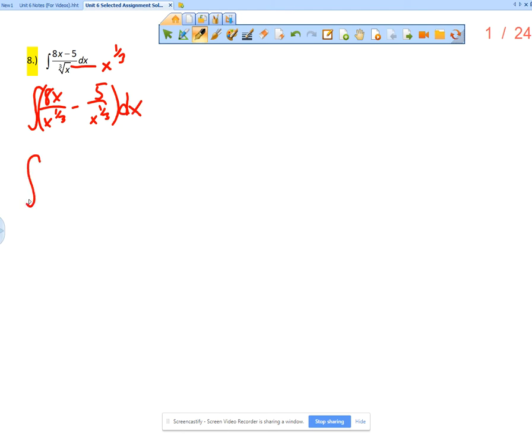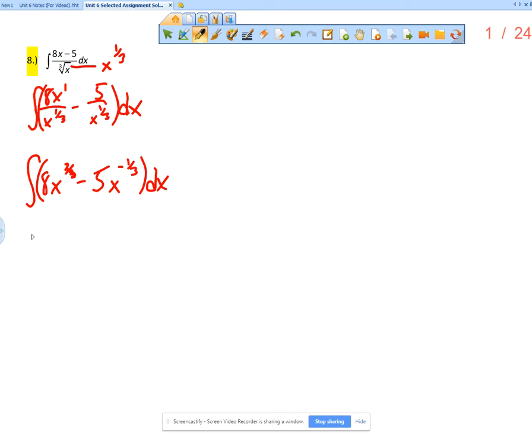All right, so now I need to do one more step of simplification. If I have 8x over x to the 1/3, remember this is x to the first, and so I can subtract the powers, 1 minus 1/3, so I get 8x to the 2/3 minus, and this one would become 5 times what? Well, this is x to the 1/3 in the denominator, so x to the negative 1/3.